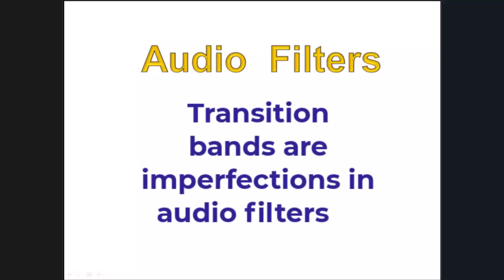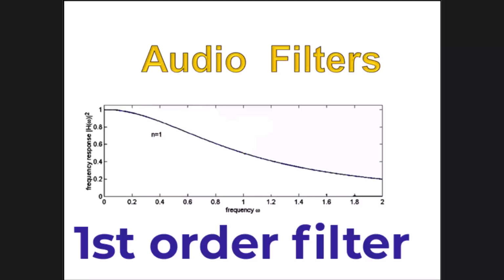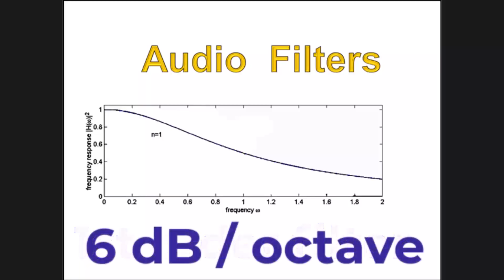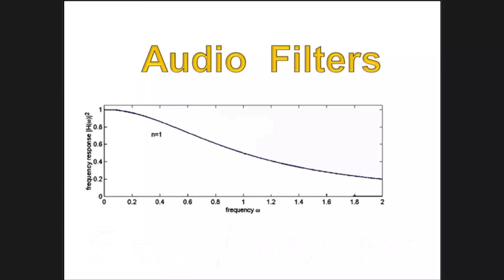Transition bands represent one of the imperfections of audio filters. A transition band can be long and gradual, or it can be steep and sure. It depends how the filter was designed and what it's designed for. Here we see a first-order filter which is gradual and takes some time for the frequencies to be reduced. Actually, this is a first-order filter, and it rolls off at 6 dB per octave. That means every increase or decrease of 1 octave in frequency, the level will change 6 decibels.